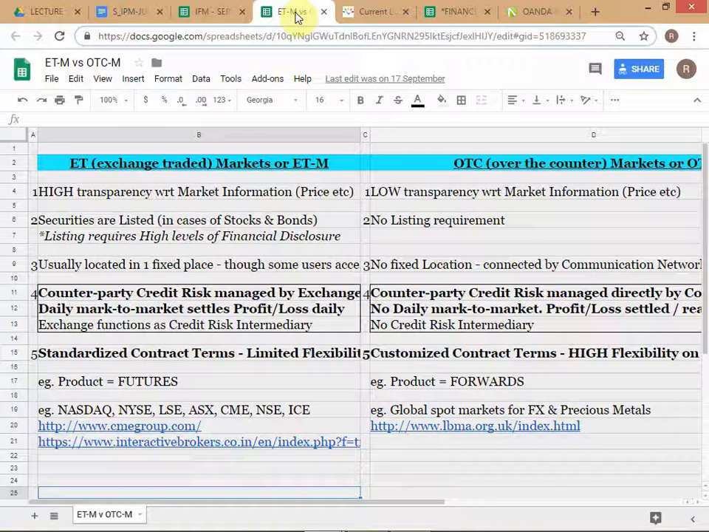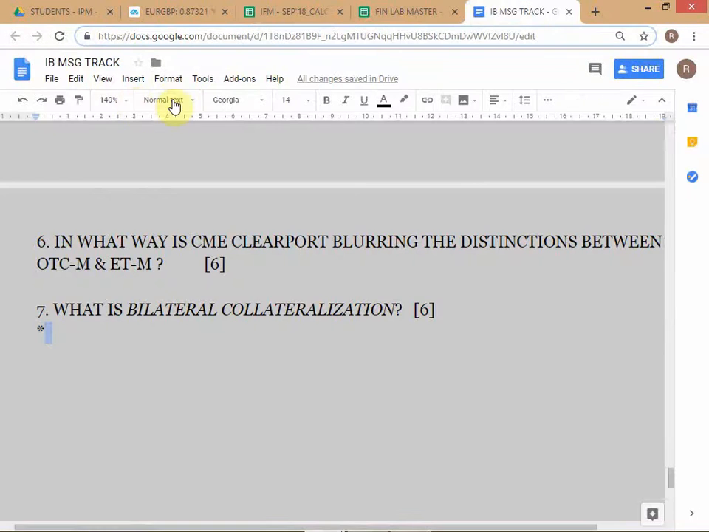So that's basically the way to answer this question. Because this is happening, you are actually ending up blurring the distinction with respect to point number four, because in those OTC transactions which are going through CME Clearport, you can no longer say that the ECH is not functioning as a credit risk intermediary, which you see on the right hand side of that spreadsheet on point number four. That statement can no longer be made. That's why it's blurring the distinctions. So this is how it should have been answered, but not well answered.